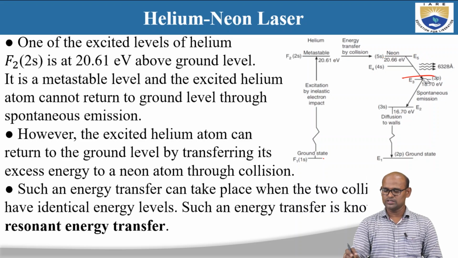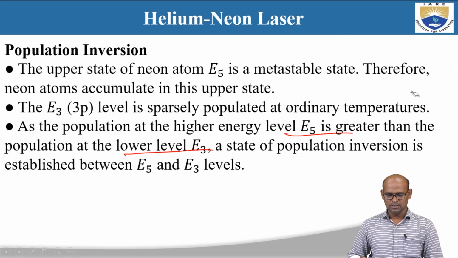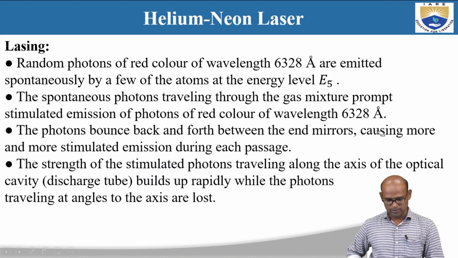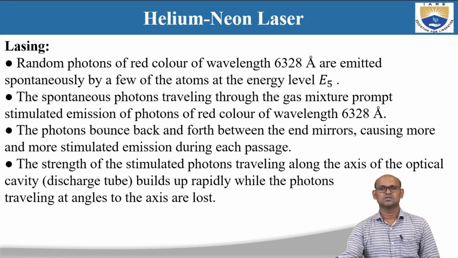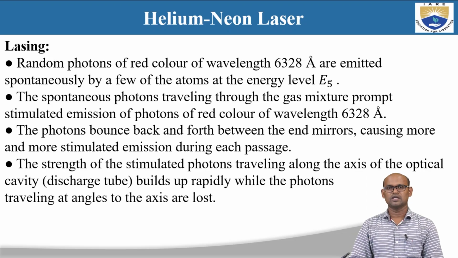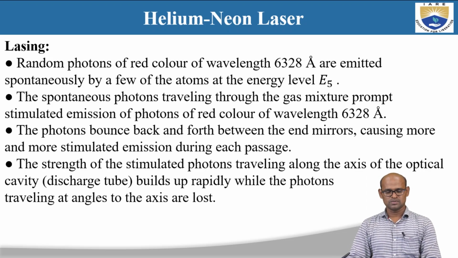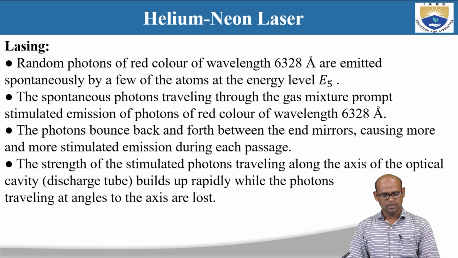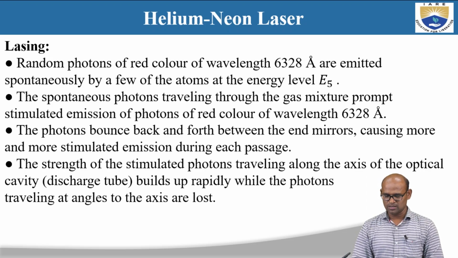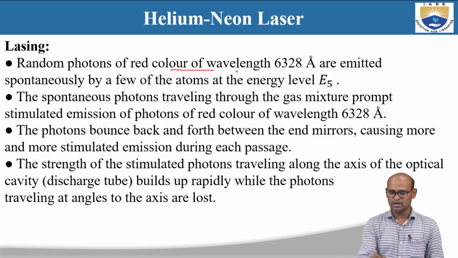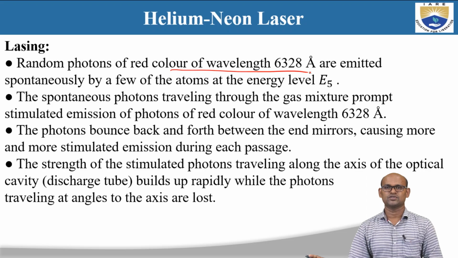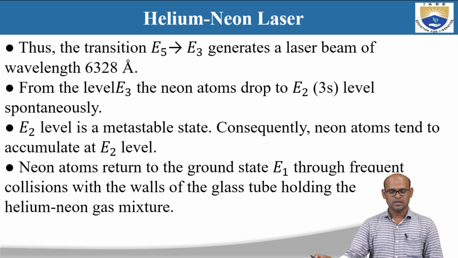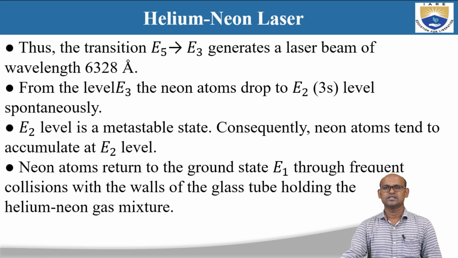Between these two energy levels, we achieve population inversion, and once there is population inversion, we will have spontaneous emission. One of the atoms undergoes spontaneous emission, and then that photon is used to trigger the neon atoms to undergo stimulated emission. Once there is stimulated emission, they emit coherent photons with a wavelength of around 6,328 angstroms, which is red in color. The transition between E5 and E3 generates a laser beam of wavelength 6,328 angstroms.